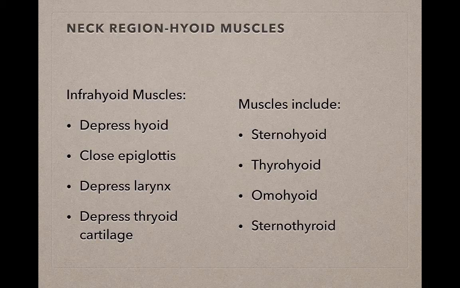On the inferior portion of the hyoid, you find the infrahyoid muscles. These muscles depress the hyoid bone after swallowing, which closes the laryngeal inlet or the epiglottis so that food doesn't go into the lungs. It also depresses the larynx and depresses the thyroid cartilage. The muscles that make up the infrahyoid muscle group are the sternohyoid, thyrohyoid, omohyoid, and sternothyroid.